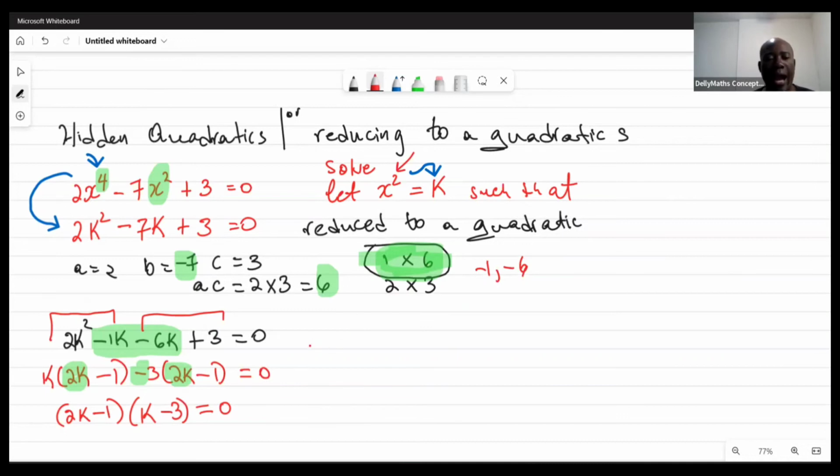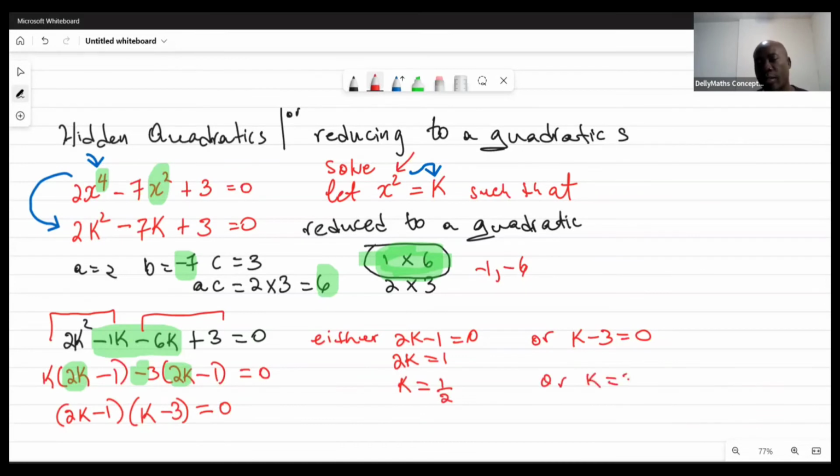Now, you're at this stage where you can say either 2k minus 1 is 0, or k minus 3 is 0. Now, at this time, we're saying 2k is equal to 1, which means k is a half, or k is equal to 3. Now, we're not finished because k was not in the original math. So we have now found two values for k that are good to go, but the question is not yet finished.